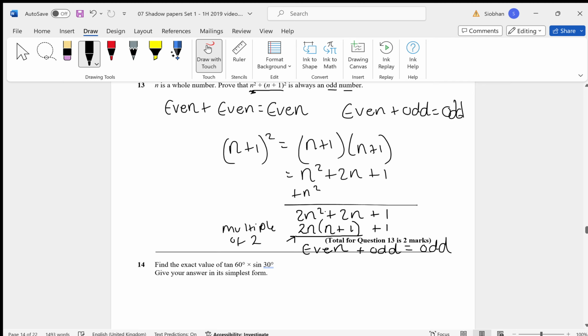There we go. Alternatively, you could have said that 2n squared is even, 2n is even, even plus even is always even, and then when you add that to an odd number, you always get an odd number.